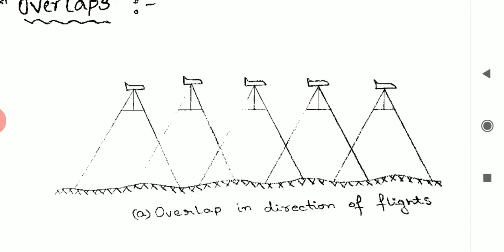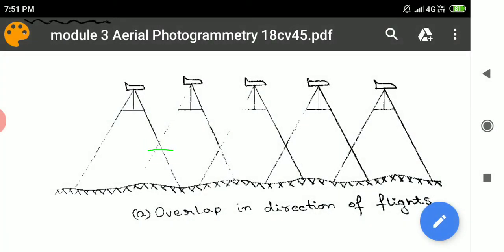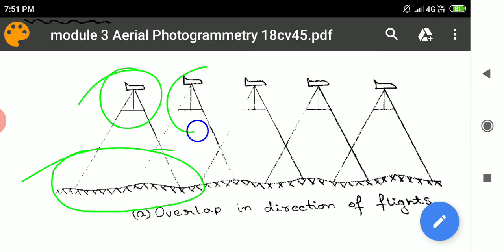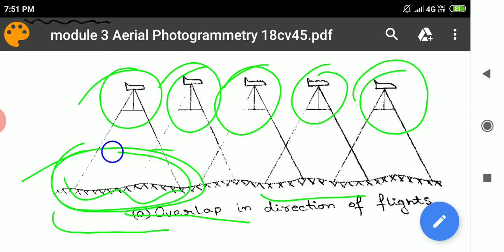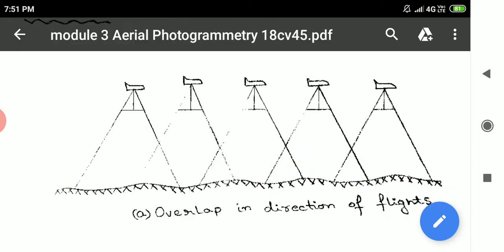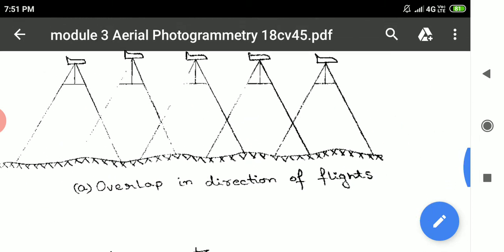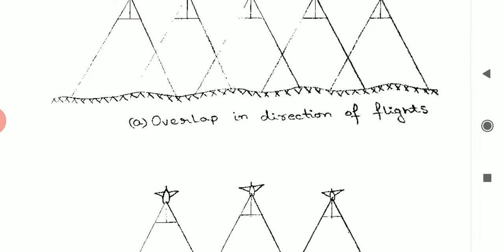See here, from here to here it is photos. This is the camera. So this camera captures photos from this to this area, and this to this area, this to this area. Every photo overlaps with each other. So by using this figure, we will see what the meaning of the overlap is and also how it works.